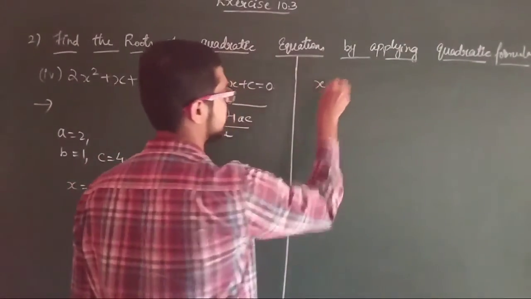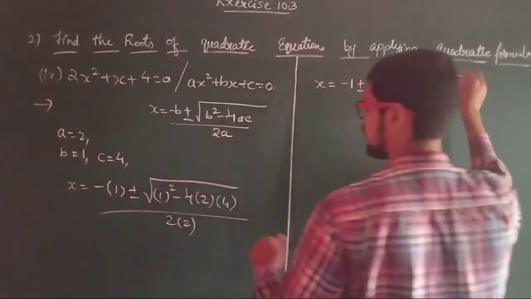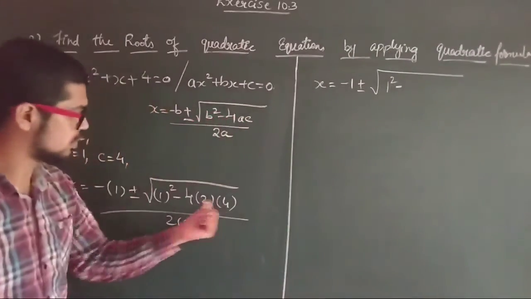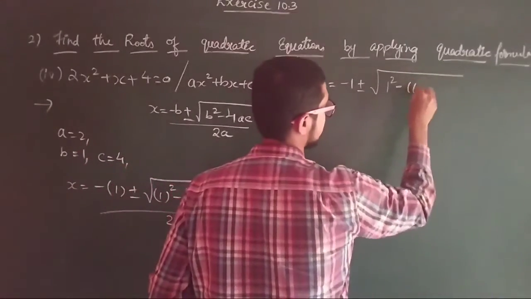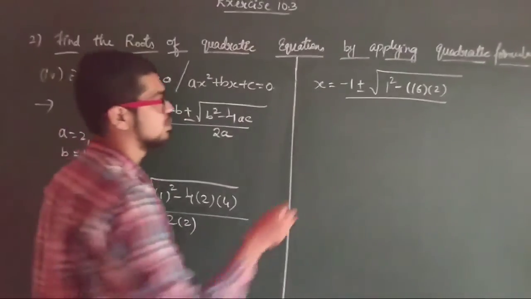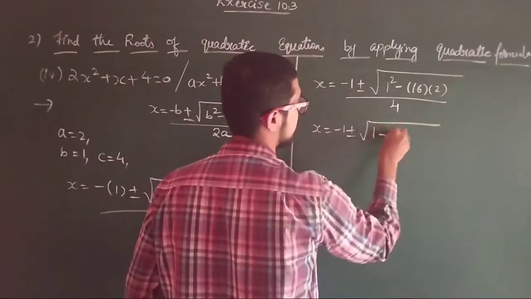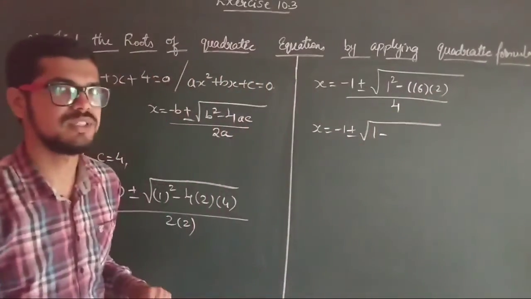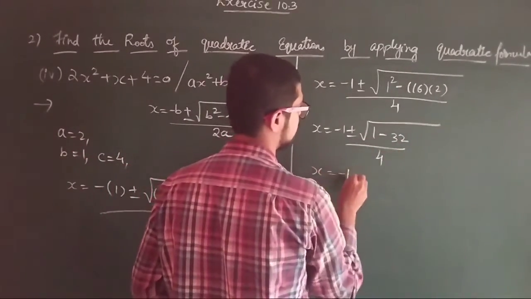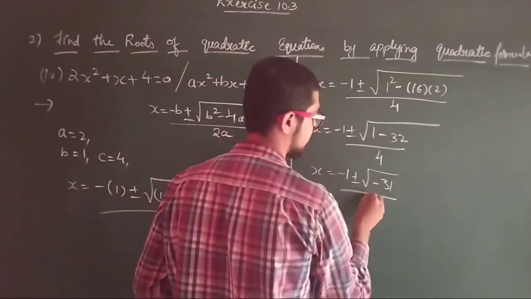Yes. Therefore further simplification, x is equal to minus 1 plus or minus root of, what is b square? It is 1 square minus 4 into 4. How much is 4 into 4? 4 into 4 is 16 and 16 into 2 whole divided by, denominator I have 2 into 2. So 2 into 2 is 4. Therefore x is equal to minus 1 plus or minus root of 1 minus, how much is 16 into 2? 16 into 2 is 32. So 32 divided by 4. From this x is equal to minus 1 plus or minus root of 1 minus 32, which is minus 31, divided by 4.